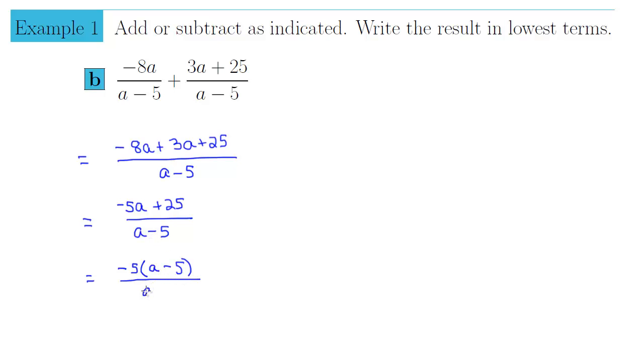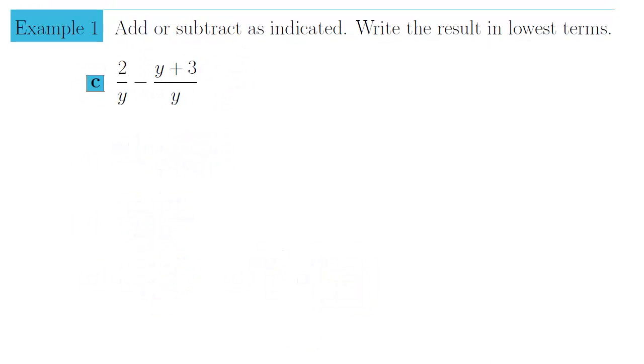And on the bottom we had a minus 5, and we can reduce this fraction because there is a common factor. A minus 5 appears in numerator and denominator. That simply leaves us with negative 5 over 1, which is just negative 5 divided by 1, which is simply the integer negative 5. So our final answer is negative 5.